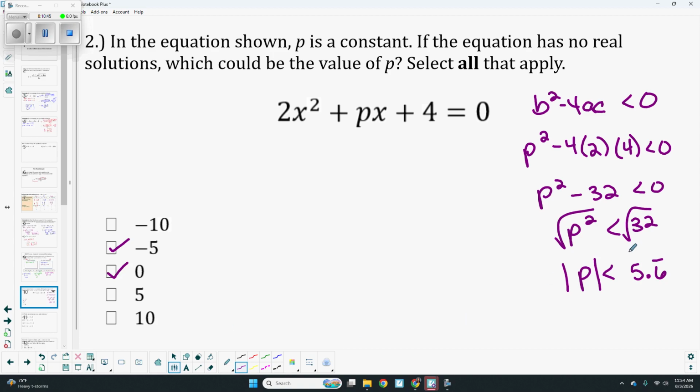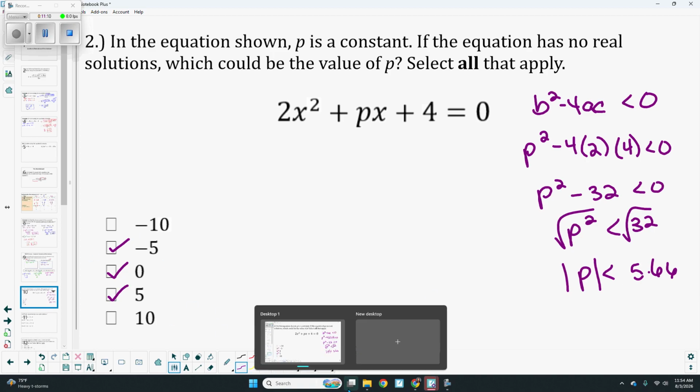Actually, I'm not sure if it was repeating. I should double check that. I wrote 5.66 on my paper, and I'm now thinking it's not actually repeating. And I don't want to mislead you. Yeah, it's not. We're just going to get rid of that bar. And just call it 5.66. Okay. 5 is less than 5.66, but 10 is not, so 10 is out. So these three could be values of P.